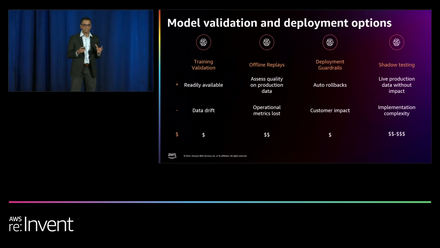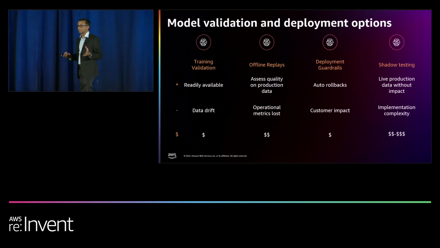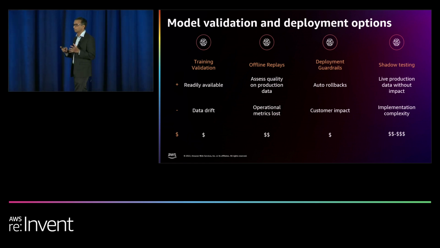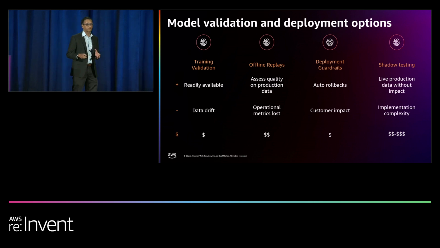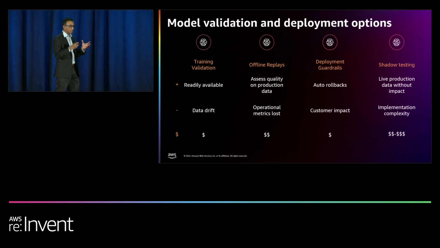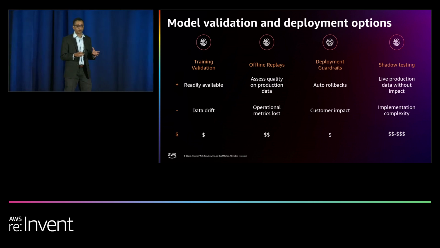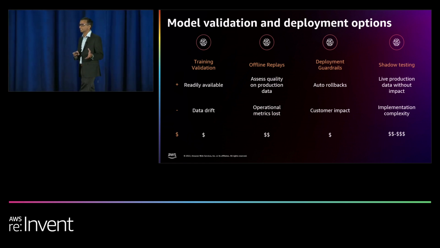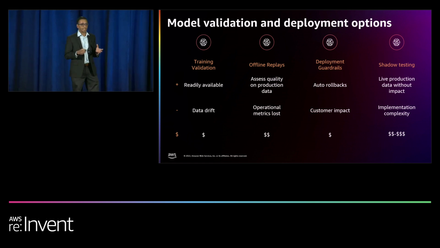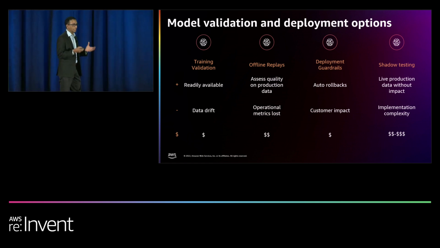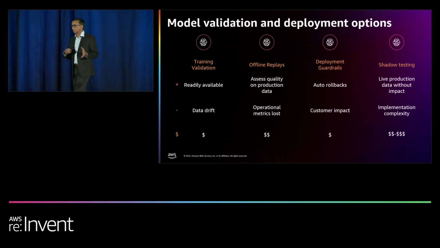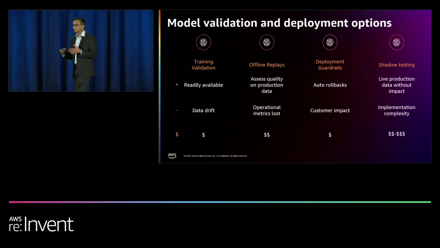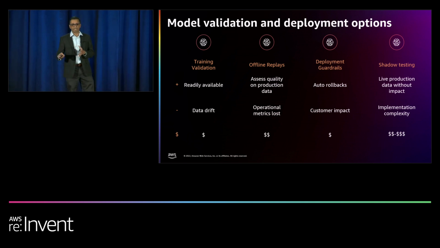Shadow testing is a deployment practice wherein you deploy a shadow model alongside a production model. You mirror a copy of the traffic to the shadow model, and then you're able to compare the performance of the production model and the shadow model together, right? So in our previous example, if your model latency is higher in the shadow model, you would see that even during the validation phase.